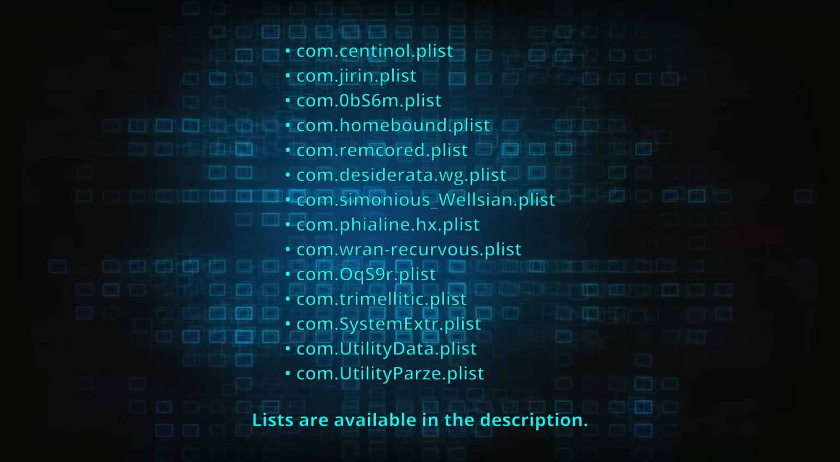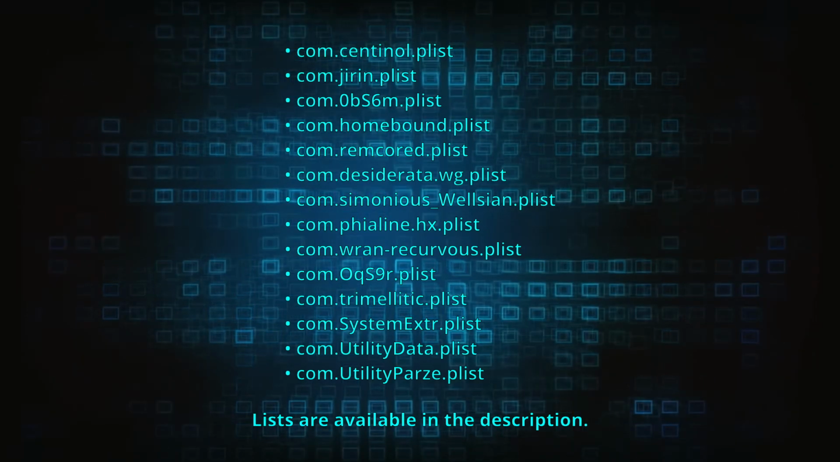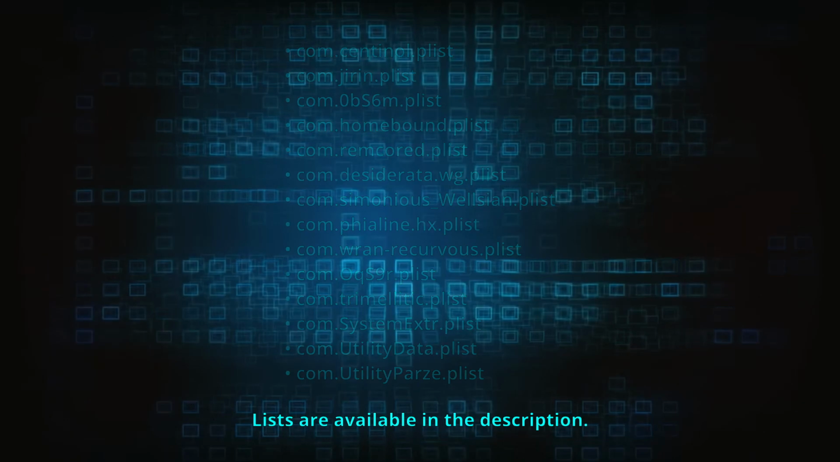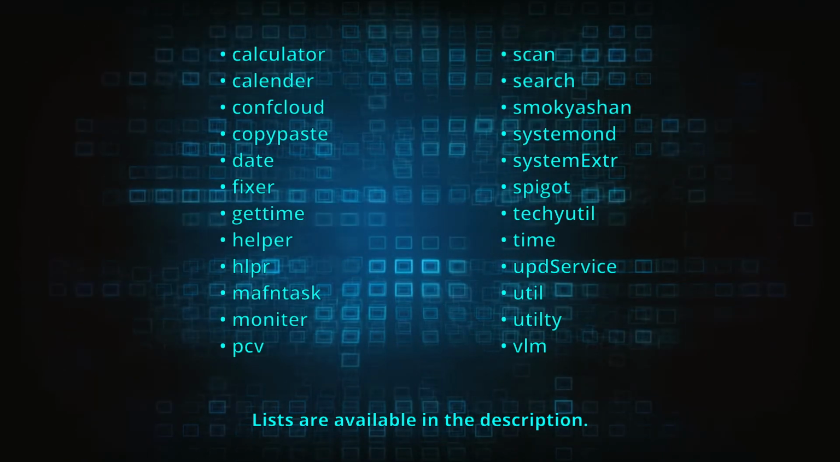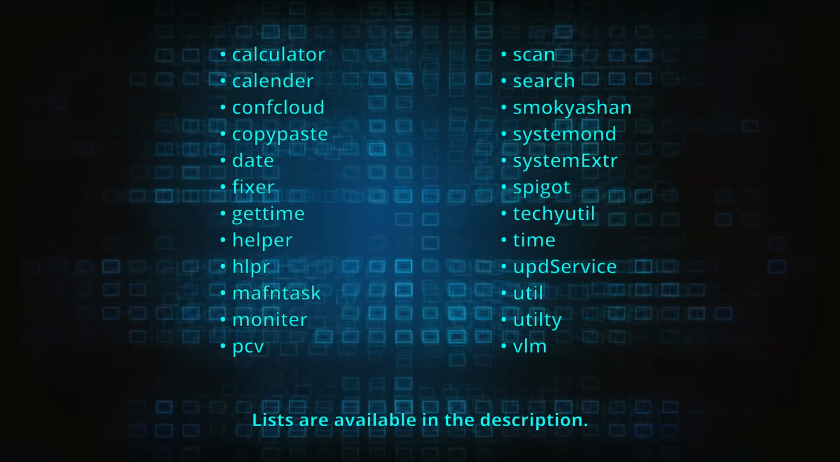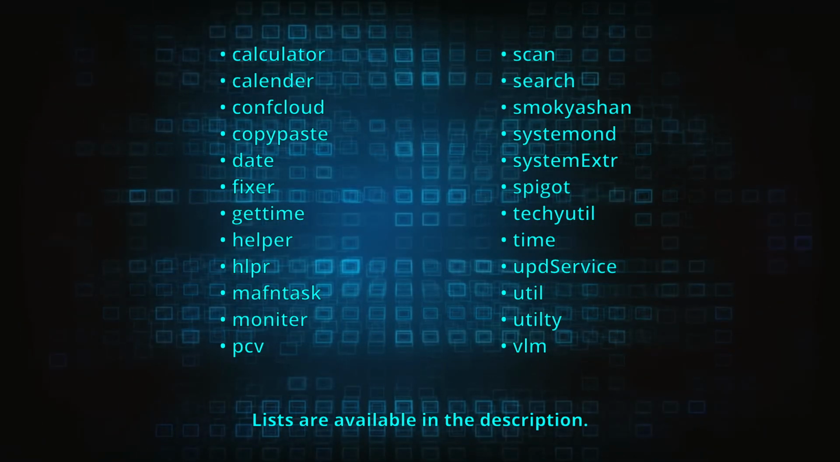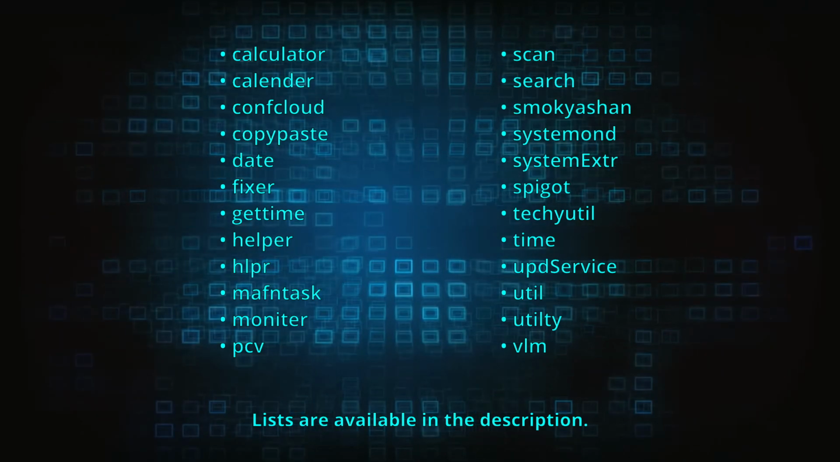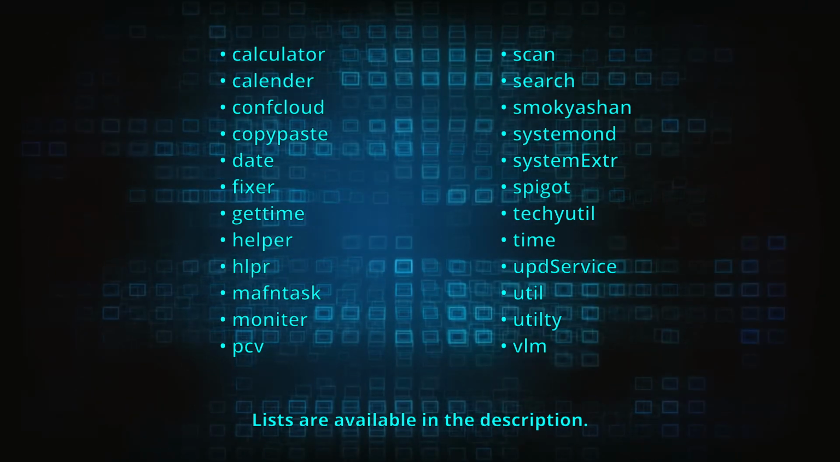For starters, if you see files with any of the following names, this means that they're most likely linked to the malware. Also, if there are any files with any of these words included in their names, they're most likely rogue as well. For your convenience, these 2 lists are also included in the video description. Finally, files with names that look like a random sequence of numbers or letters are most likely to be malicious.